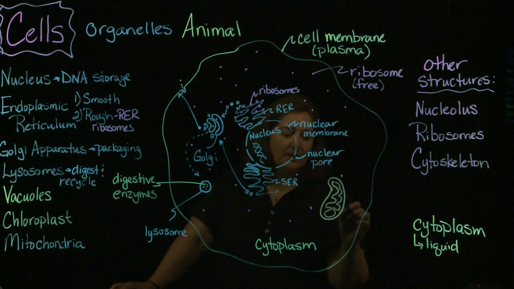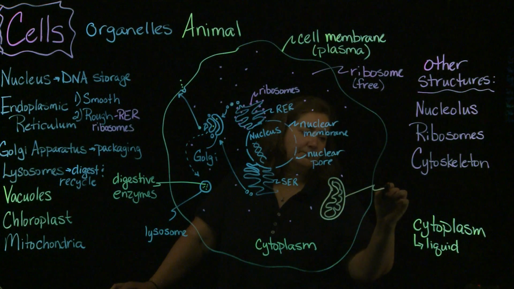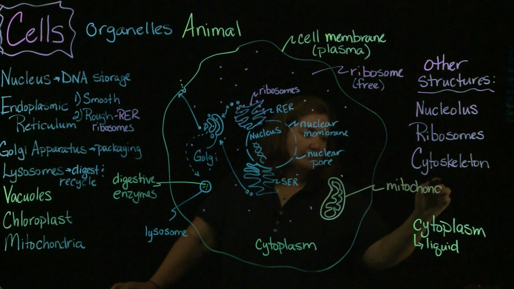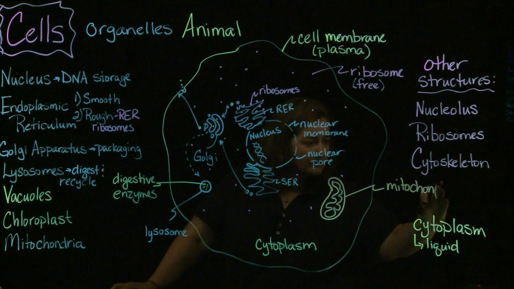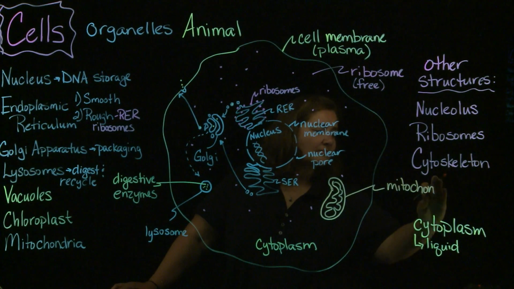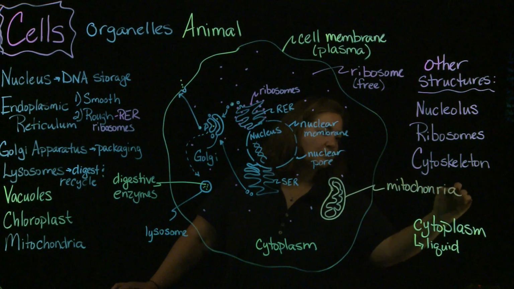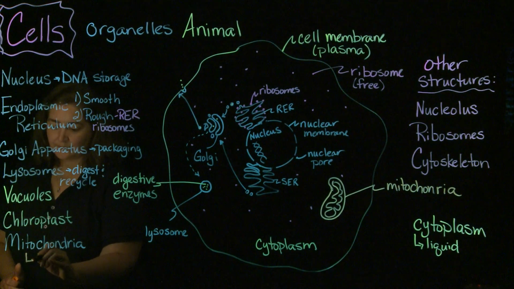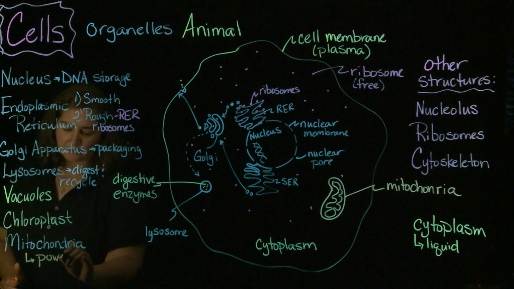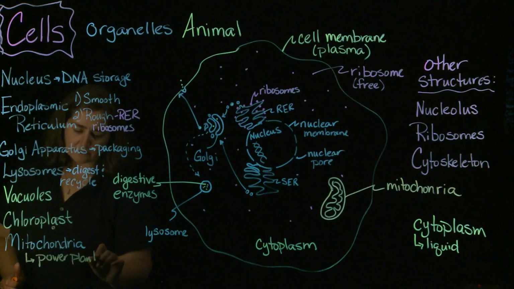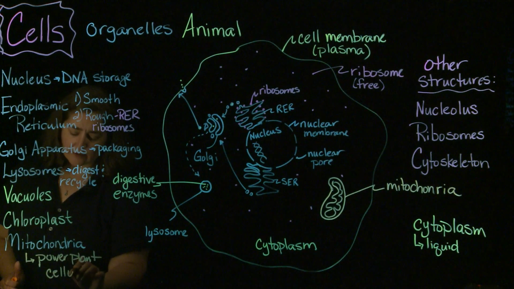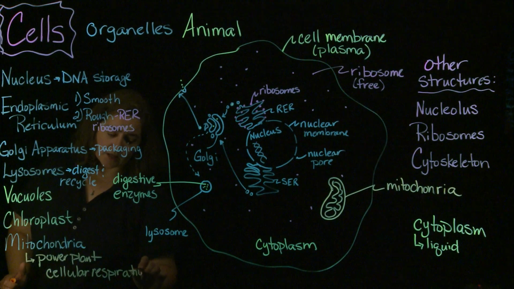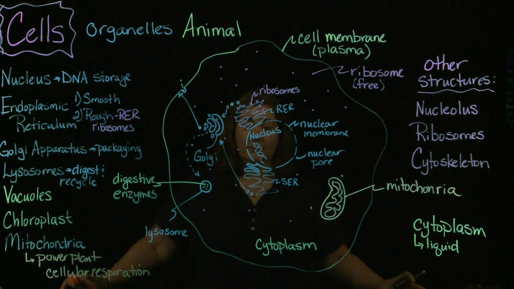Last organelle that we've got, I'm going to draw in a different color because I'm going to talk more about this one, because this is going to be an important organelle. And that's going to be the mitochondria. All right, the function of the mitochondria, this is going to be the power plant within the cell. This is going to be where cellular respiration happens. So we're going to talk a lot more about the mitochondria in some upcoming videos.